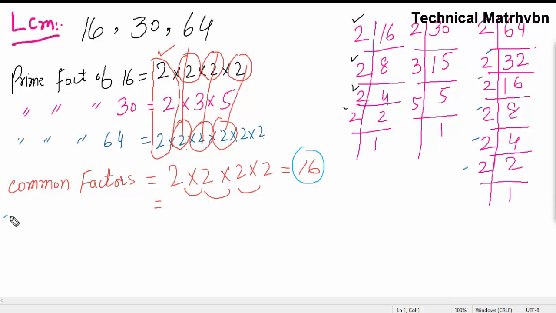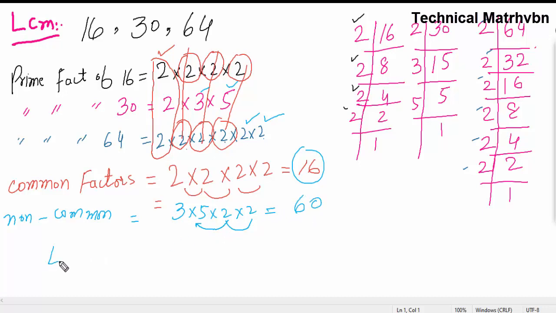Now the non-common factors. Non-common factors are 3 multiply 5 multiply 2 multiply 2. Now 2 2s are 4, 4 5s are 20, 20 3s are 60.